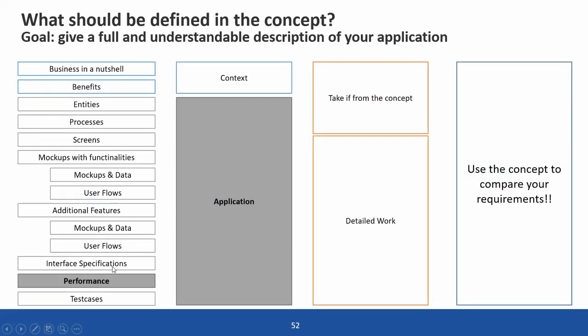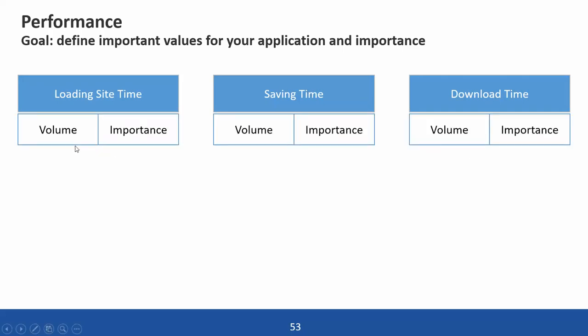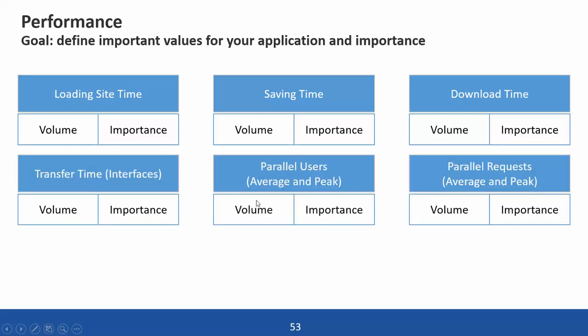I think it's really good to understand, but I don't have an external application or interface in my idea now, so I can skip this and come to the performance, because this is the most important; now you're done like 90%, and the last 10% are this. What is performance? Performance only gives the developers an indication of what to focus on and what is important, because you have things like loading time, saving time, download time, and you can always define a volume. So, like, I want a site to be loaded in 2 seconds or 3 seconds, and you have importance, and if you give the people importance and volume, the developers can adjust to them, like transfer time between interfaces.